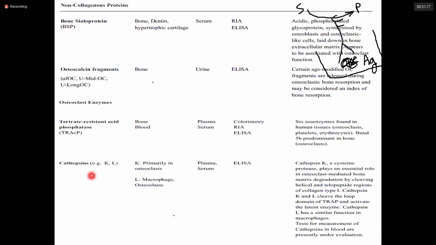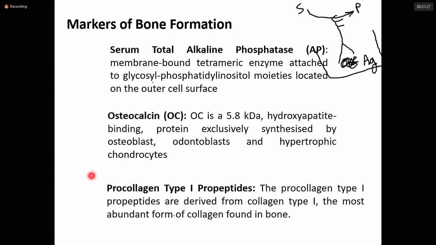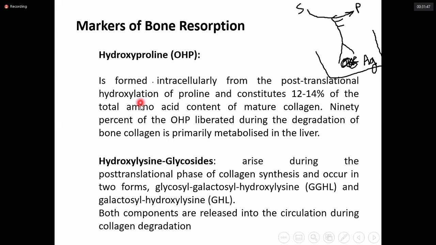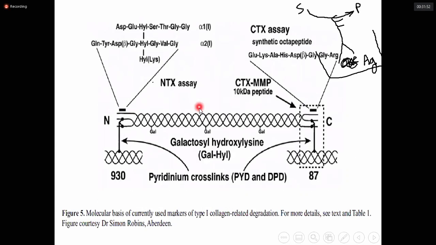Okay, we can go further if we have a specific condition that we are digging to rule out or to confirm. So in general, I wanted to summarize what we talked about and the most important things that are related to these markers. For example, alkaline phosphatase enzyme. Okay, the specification of that enzyme is a marker of bone formation. The osteocalcin as well. Procollagen type 1 propeptide is another marker. The resorption is associated with hydroxyproline, hydroxylysine, glycosides.